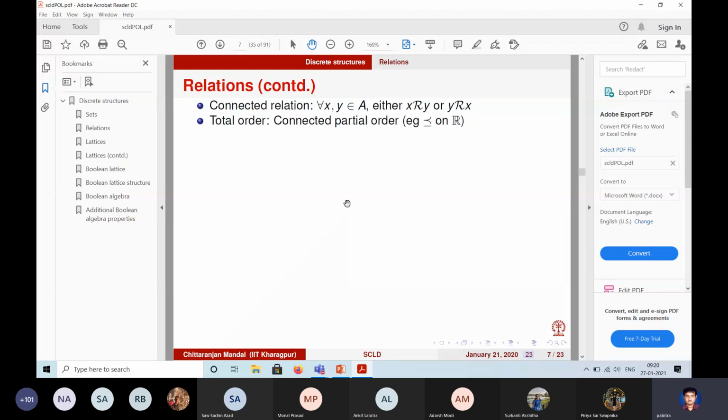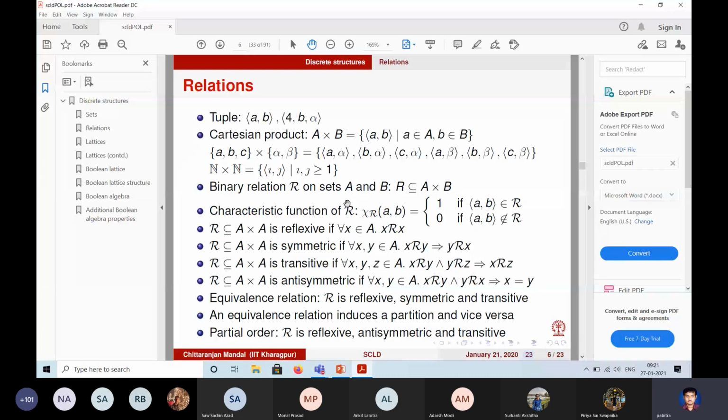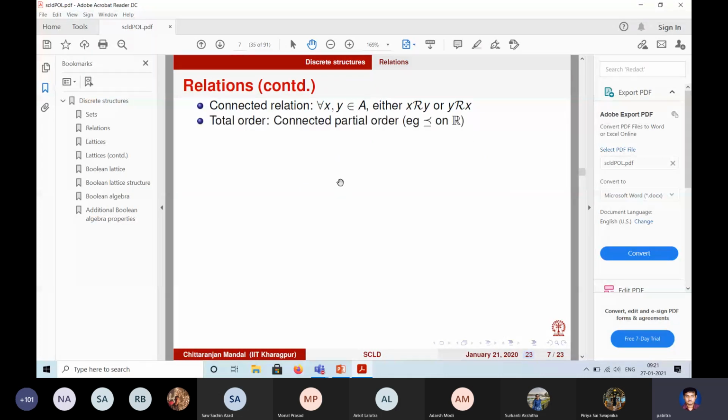If a partial order is connected... one more thing, I am still representing partial order by the script R symbol. Sometimes, because it originated from this less than or equal to kind of situation, the partial order is represented by this specialized less than or equal to symbol. It's better to write it as R, but sometimes for convenience we write it with this symbol. So instead of R, I will write x, this symbol, y.